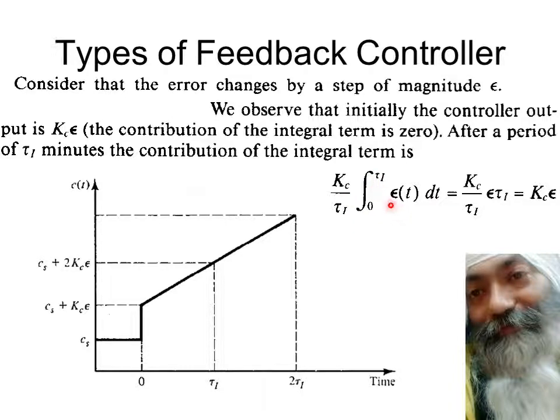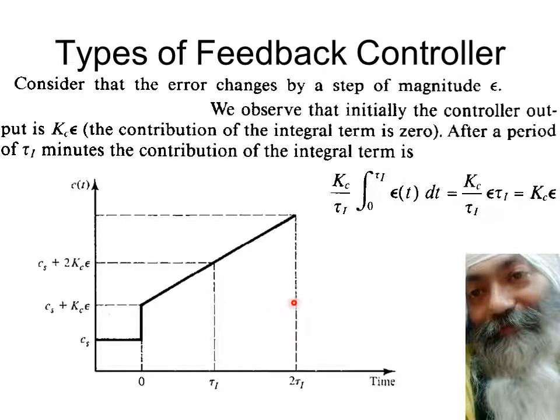What you will get over here is, this epsilon is constant, so this constant will come out, and the integral of dt will become t. In the first tau I, from 0 to tau I, this will become tau I minus 0, which is tau I. So you will get Kc upon tau I into epsilon into tau I. This tau I and this tau I will get cancelled, and you will be left with Kc into epsilon. This was the effect of the proportional controller, which is getting repeated every time tau I.